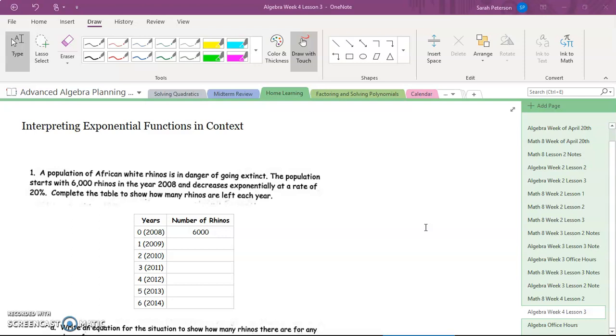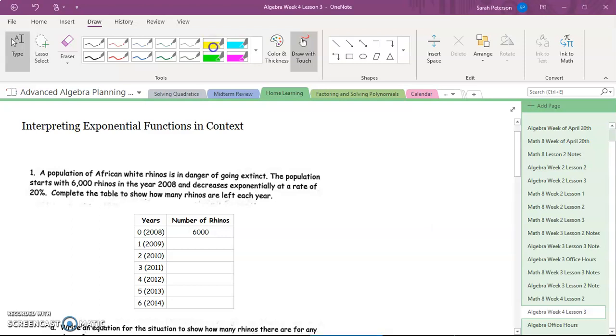It says a population of African white rhinos is in danger of going extinct. The population starts with 6,000 rhinos in the year 2008 and decreases exponentially at a rate of 20%. Complete the table below to show how many rhinos are left each year. So definitely grab your calculator for this because we're going to be working with percents and everything.